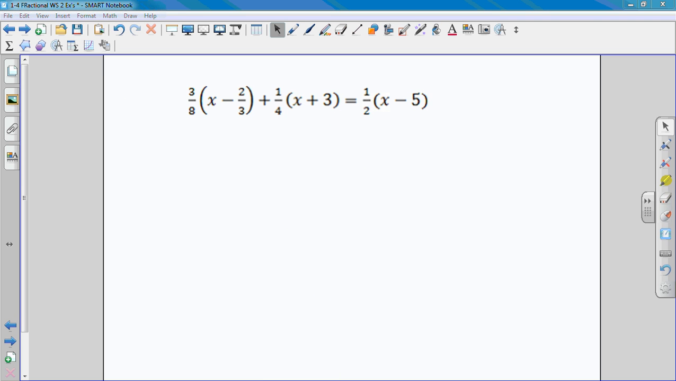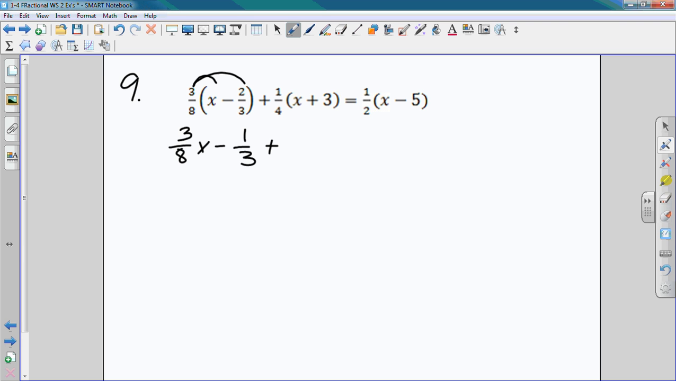Number 9. Now I look at this, I locate the fractions. The reason that's important is because I have a fraction on the inside, so I have to distribute. So I have 3/8 x minus 6/24. Now, if you want to reduce that, you can, that way you don't have to multiply. 6/24 reduces to 1/3.